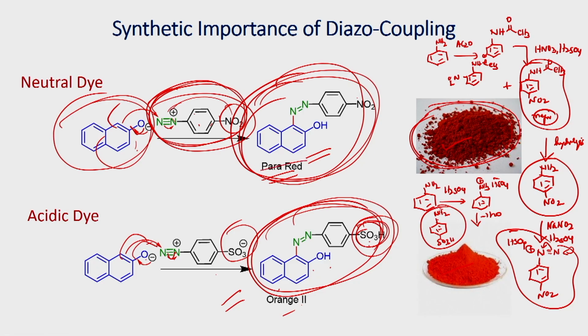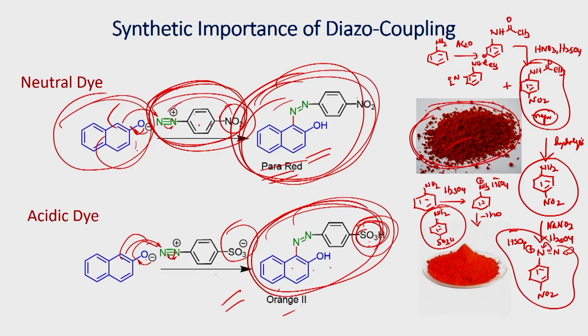But in this case, usually they make the dye in situ, and then they make the color. Here, you can make the dye and add it to your wool, and it can bind strongly with your wool. And the color of this dye is orange.